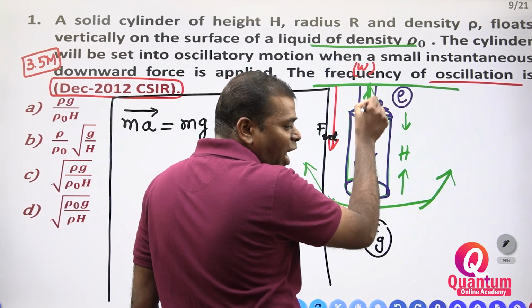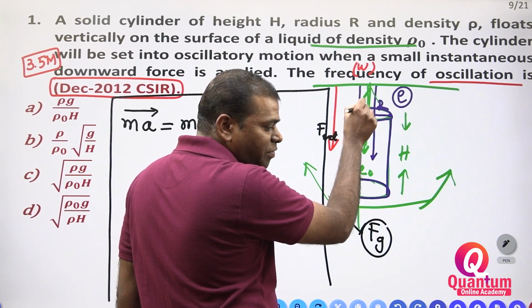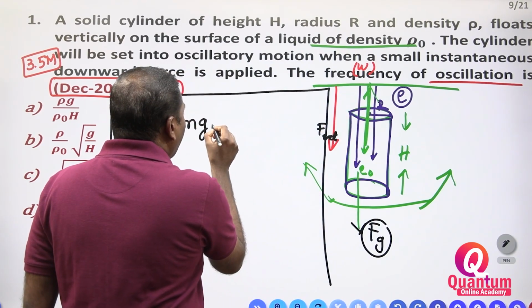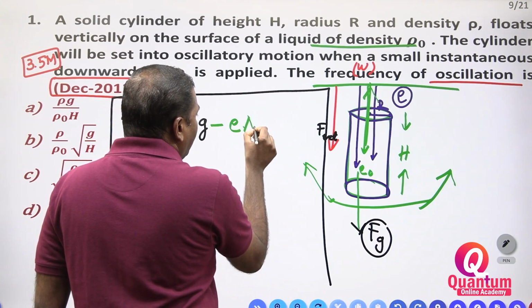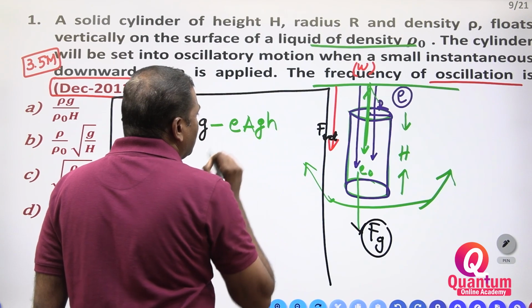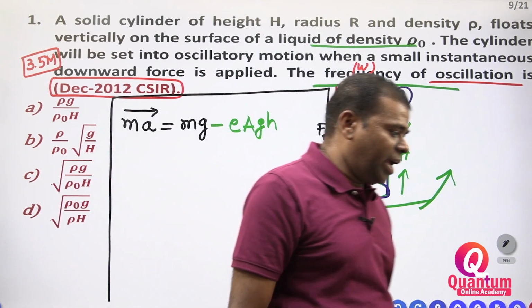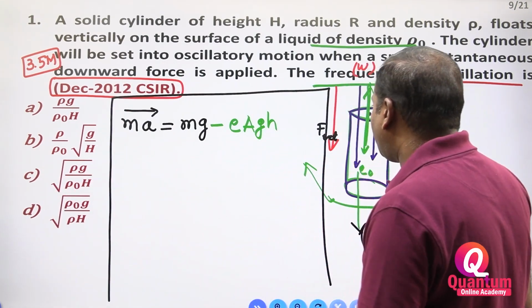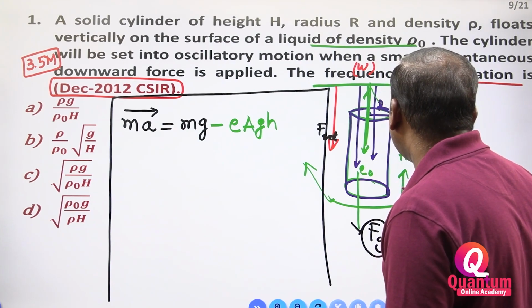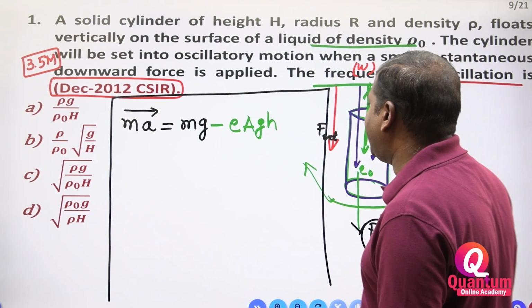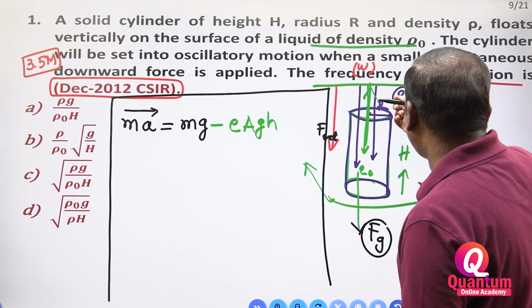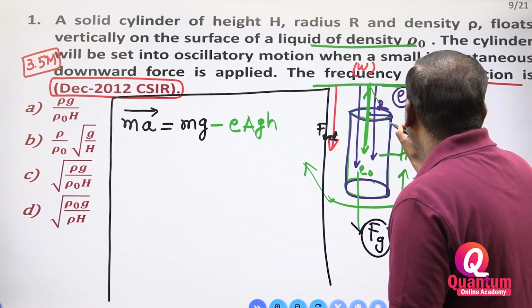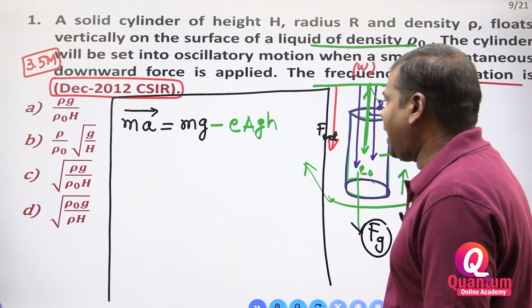That equal and opposite force, which one we have to take? Minus rho A G H. Minus rho G A H, I have to take. So what is the rho A G H? How much height is there? That height, you have to consider as a small h, from here to here. So that h you have to consider, right?